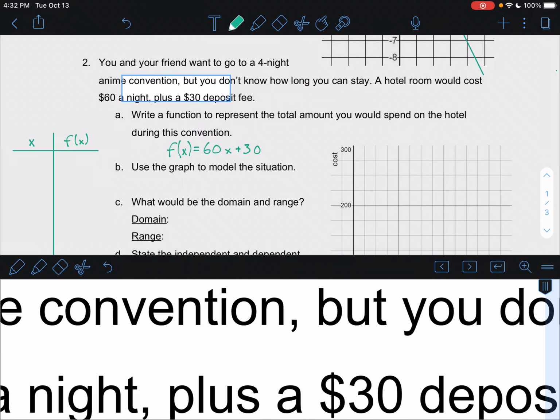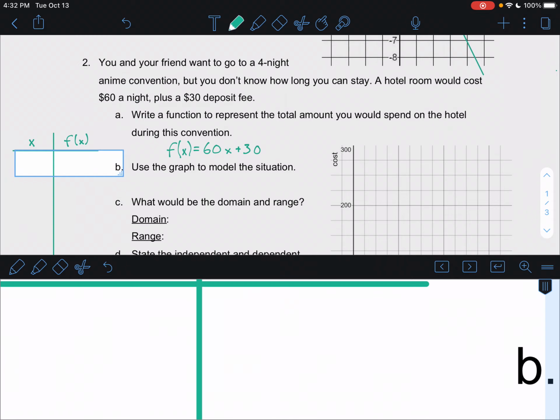So it's a 4-night convention, and I'm not going to be spending 0 nights because then I wouldn't even have to pay the deposit fee at the hotel. So if I spent 1 night, let's see, that would be 60 times 1 plus 30. 60 times 1 is 60, plus 30 is 90.